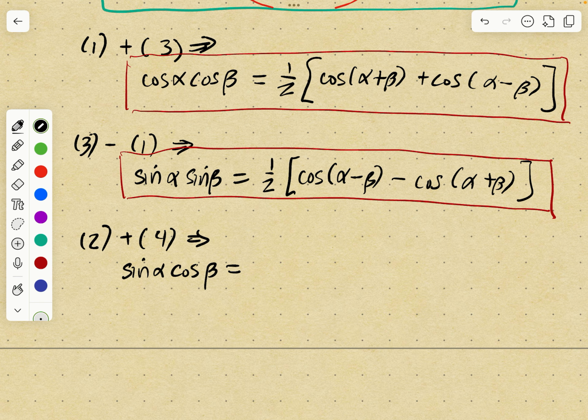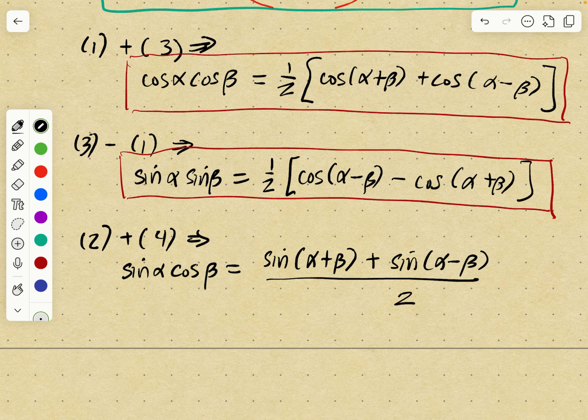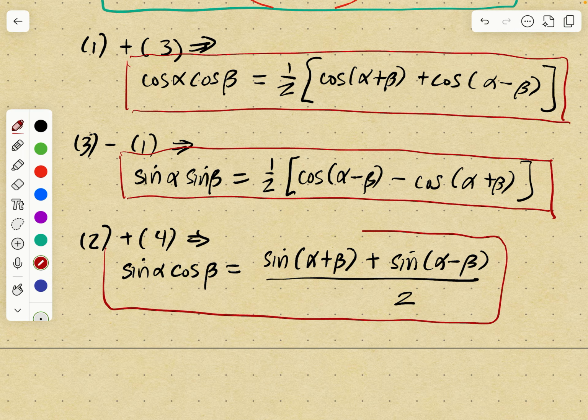So adding equations 2 and 4 and then dividing both sides by 2 gives us sine alpha, cosine beta equals sine of alpha plus beta plus sine of alpha minus beta all over 2. Or, 1/2 times, okay, you know what I mean. 1/2 times the quantity sine alpha plus beta plus sine alpha minus beta. For this one, I just wrote the whole thing divided by 2.